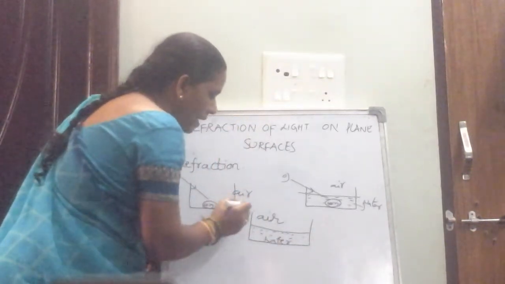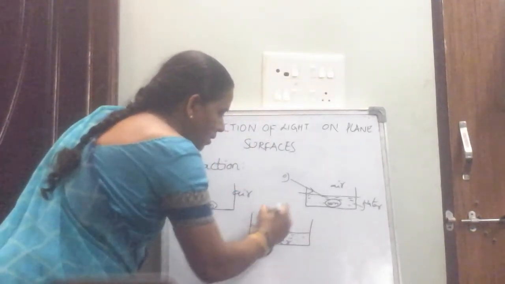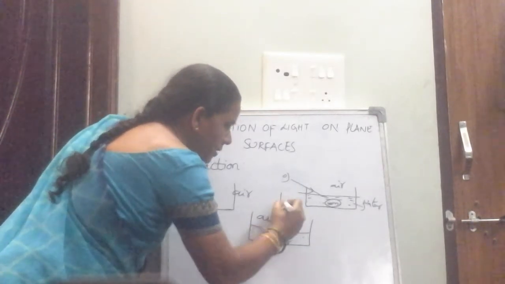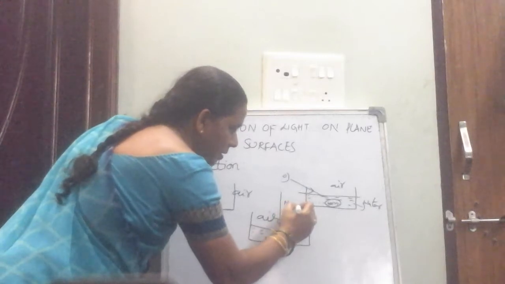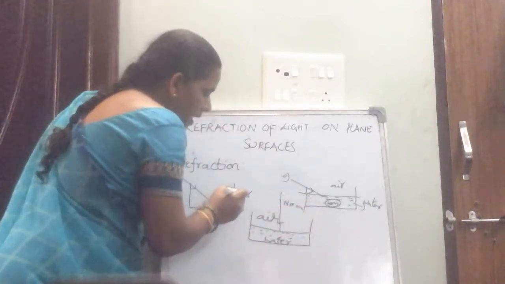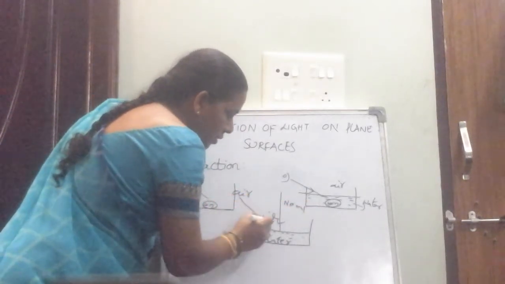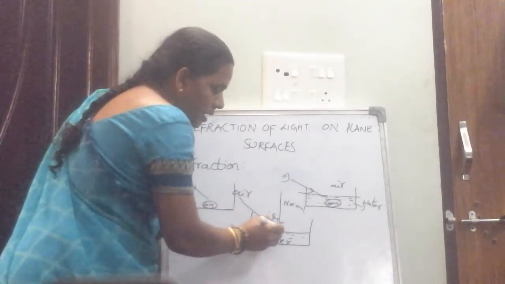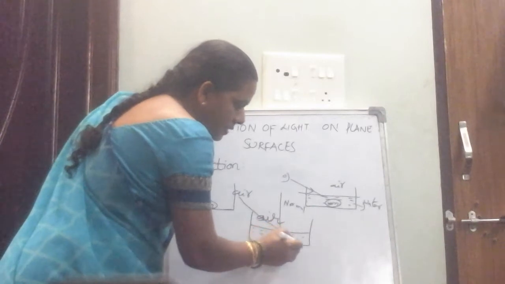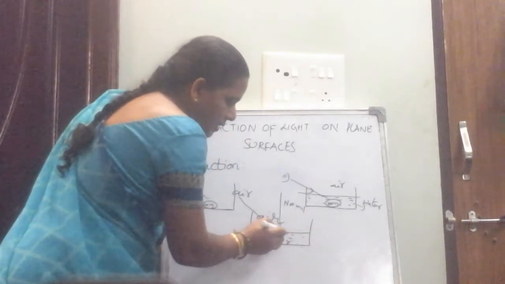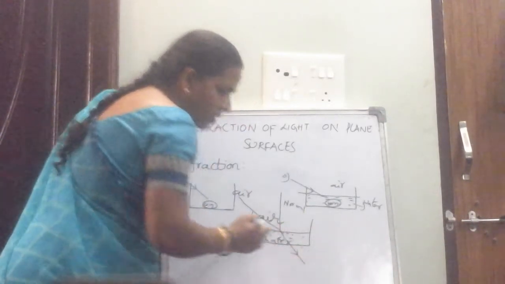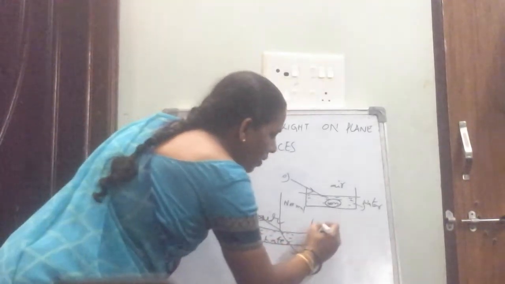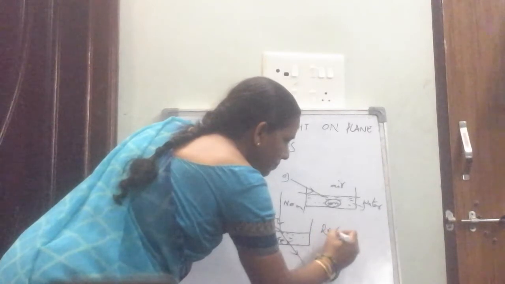So when light comes to any surface, we should draw a perpendicular. This is called the normal. When any ray touches the surface, the light ray coming like this won't go straight like this. It just changes the direction. This changing direction property we call refraction.